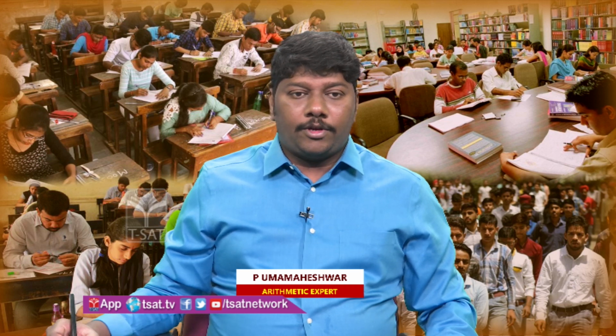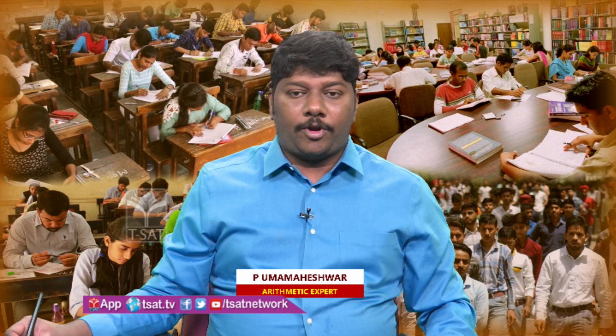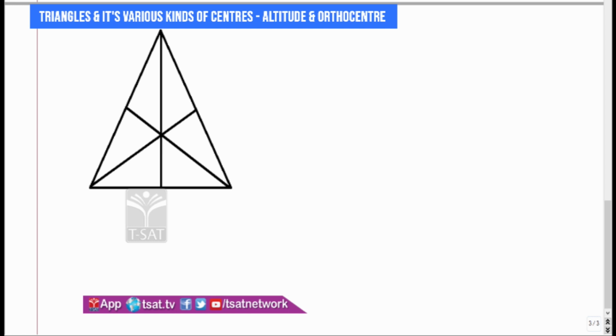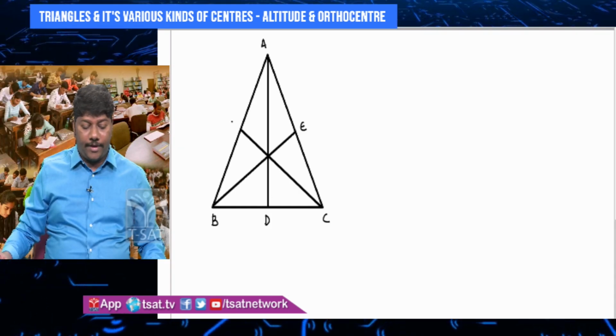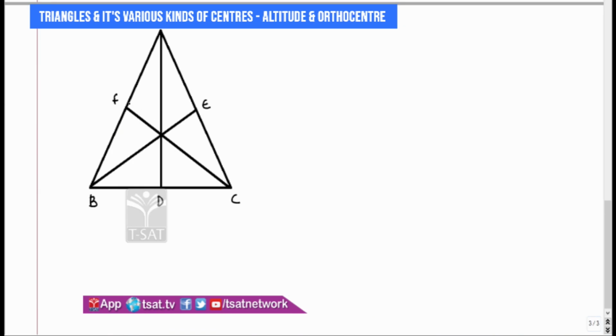Hello viewers, today our topic is altitude and its intersection point, the orthocenter. So we are going to look at altitude and orthocenter and its properties. Here I am taking triangle ABC, and AD, BE, CF are altitudes of this triangle. So here it is 90 degrees, 90 degrees. The intersection point you call the orthocenter.